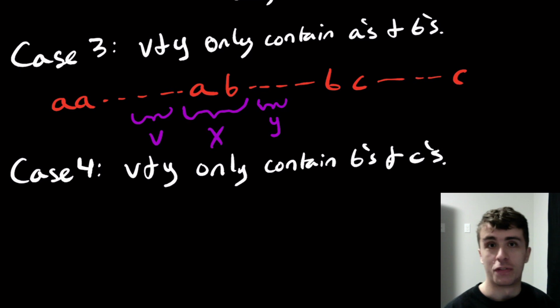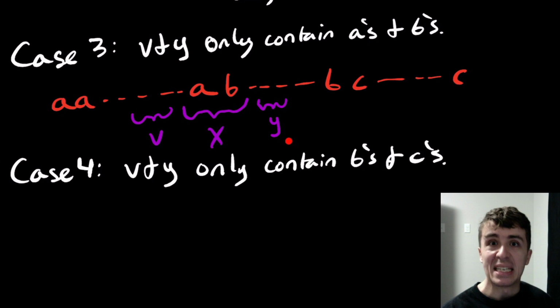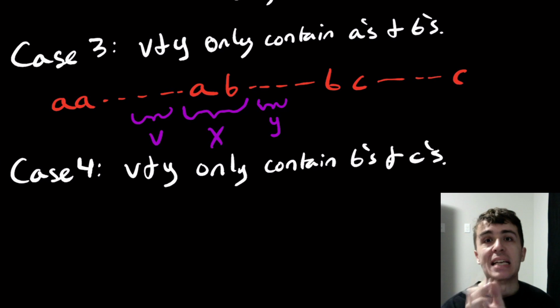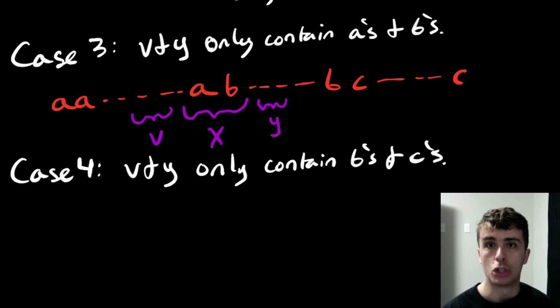c's. Not sure if you can hear the garbage truck out here, but the logic is exactly the same. If the v part was in the b's and the y part was in the c's, then we're never touching those a's at the beginning. And so the number of a's, b's, and c's cannot all be the same number. And so we get exactly the same conclusion.